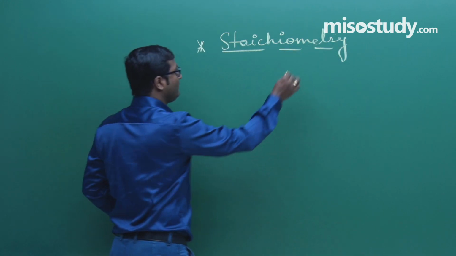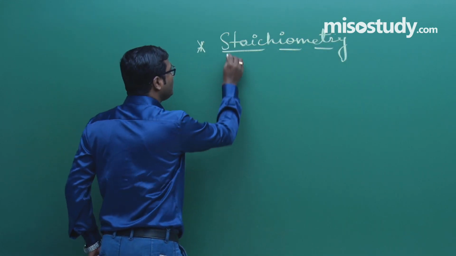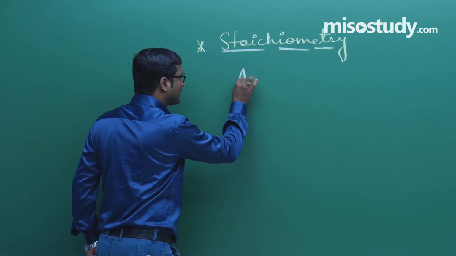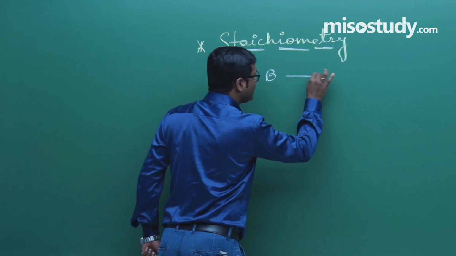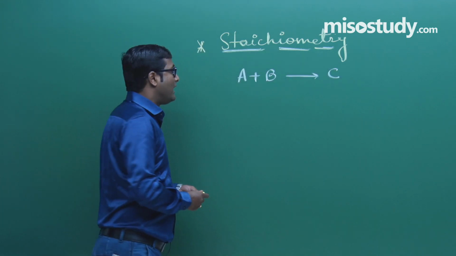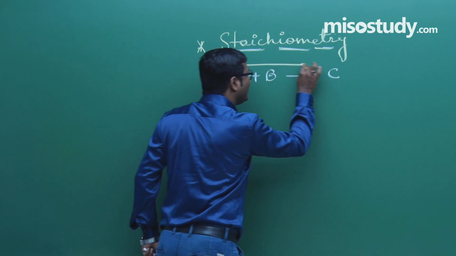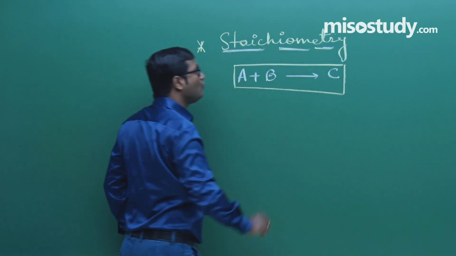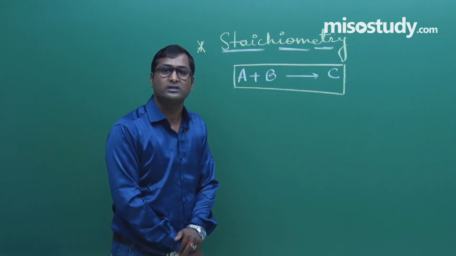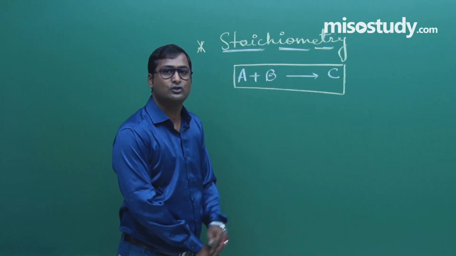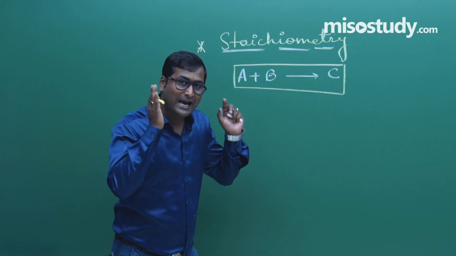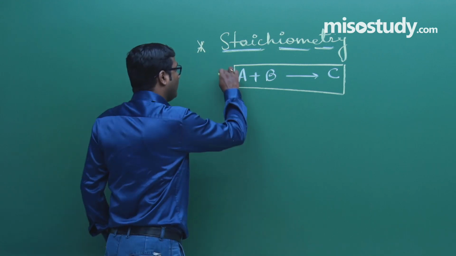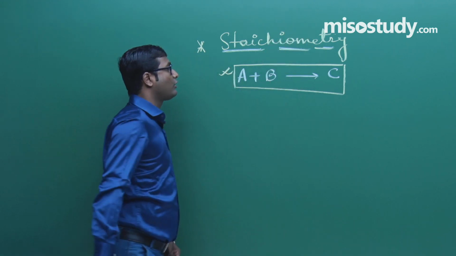Now listen carefully. If anyone asks you, what do you mean by stoichiometry? Suppose I take a reaction A plus B which gives C. Finding the quantities of reactants or products, or the quantities of an unknown substance, is known as stoichiometry. That is, the calculation involved in a chemical reaction is known as stoichiometry.